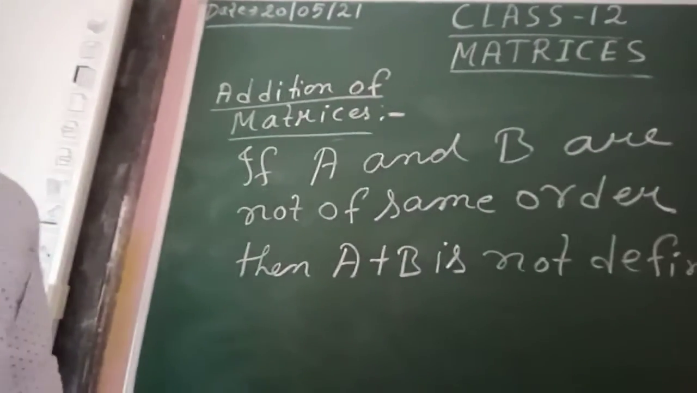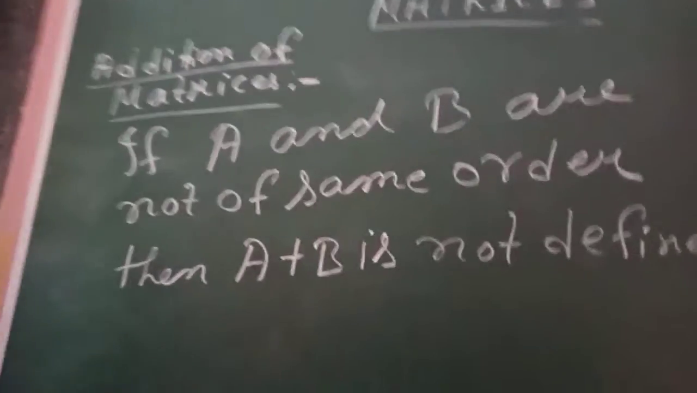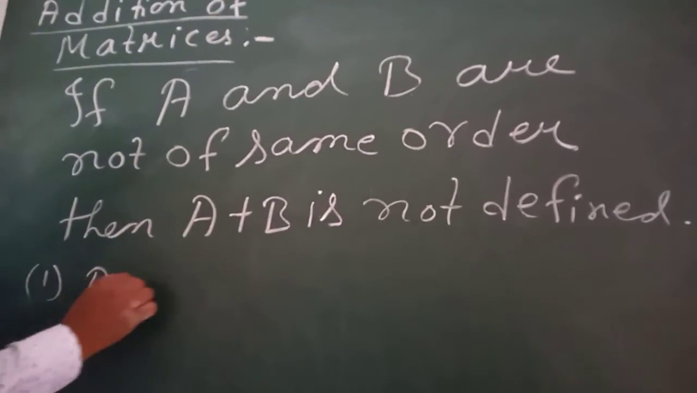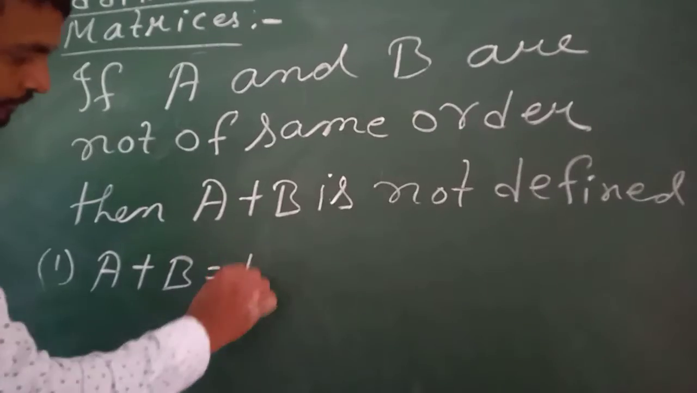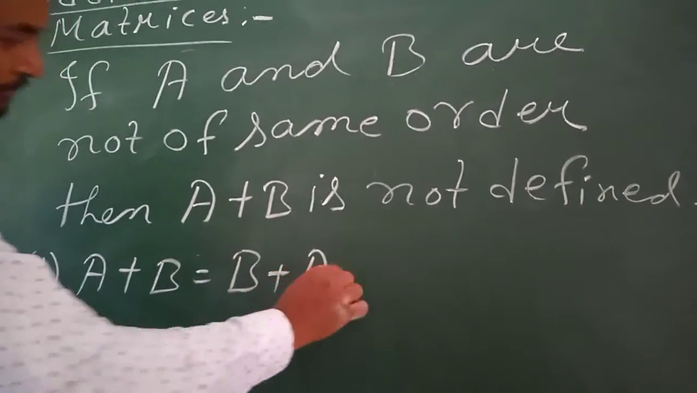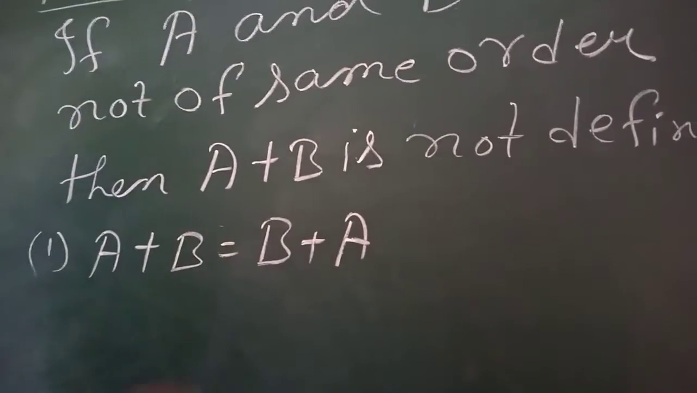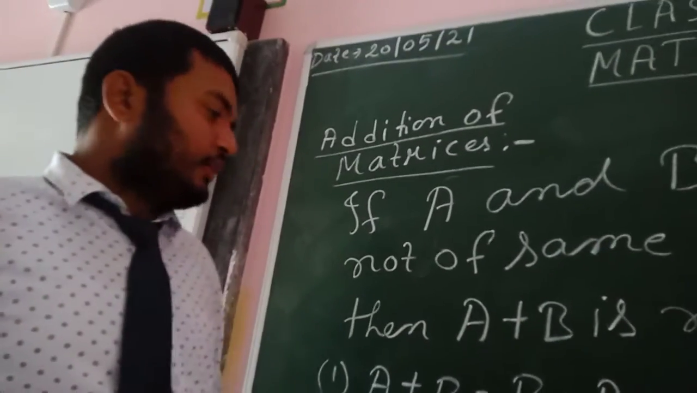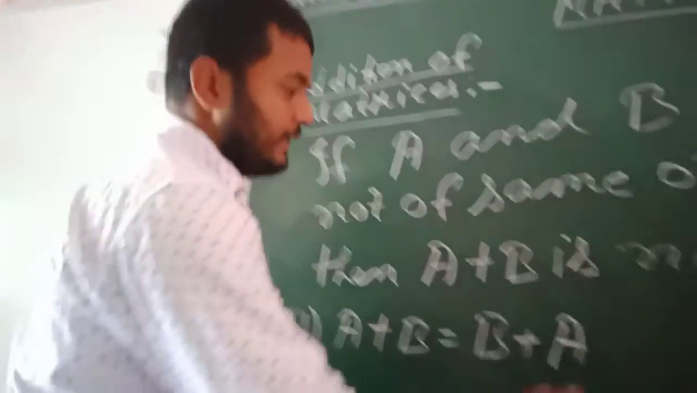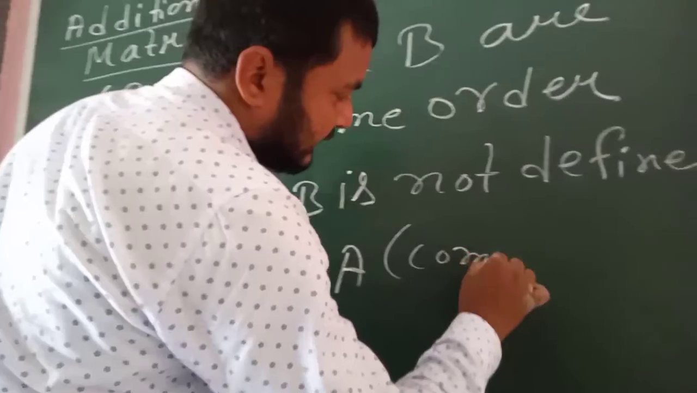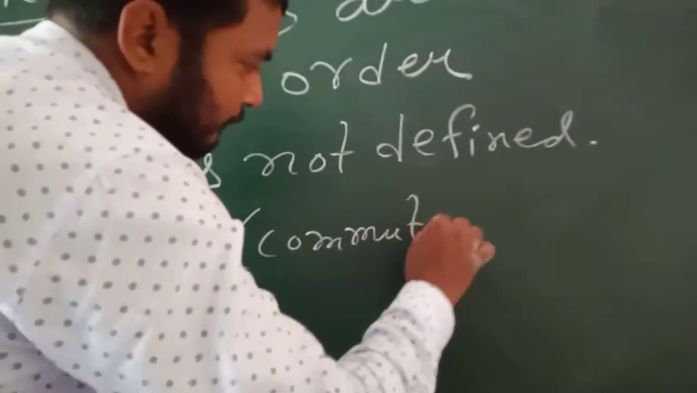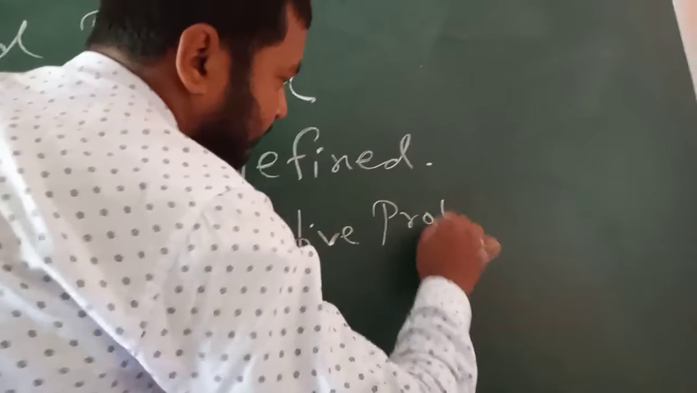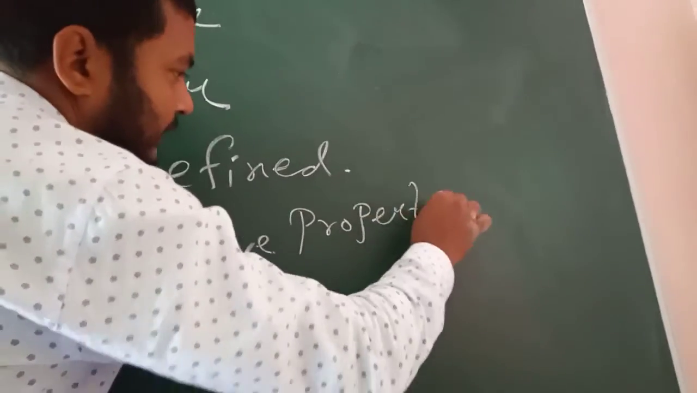Again, there are some properties which it satisfies. A plus B is always equal to B plus A. You already know 1 plus 2 is equal to 2 plus 1. So in matrix addition also this property is satisfied. That is, the commutative property is always satisfied in matrix addition.